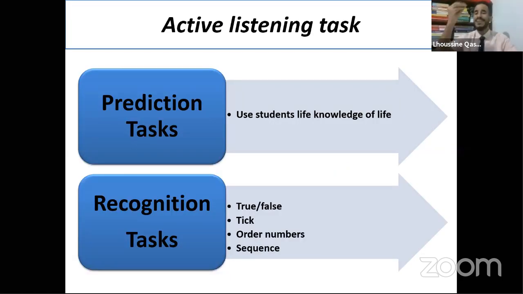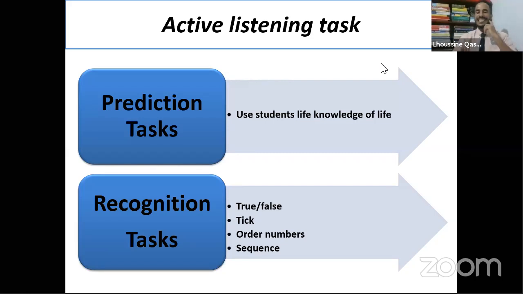you should know about the active listening tasks. How to teach listening actively? Using what? Using active listening tasks. How? Number one, you start with prediction tasks. Look at the picture, read the title, guess, pre-teach vocab, brainstorming, word map. Okay, so prediction, use students' life knowledge. It's activating student schemata. It's very important because prediction tasks pave the way to the main dish, which is listening to the tape, to the audio, to the recording.